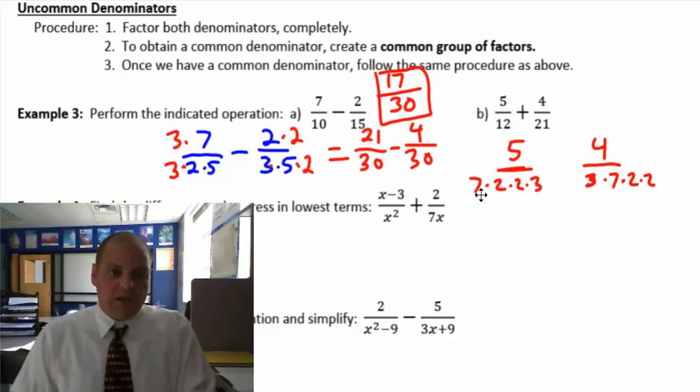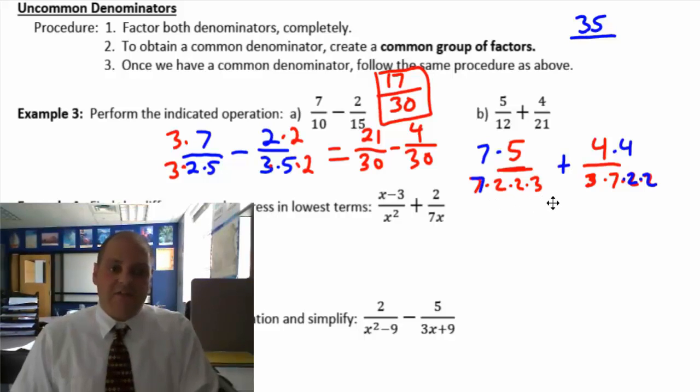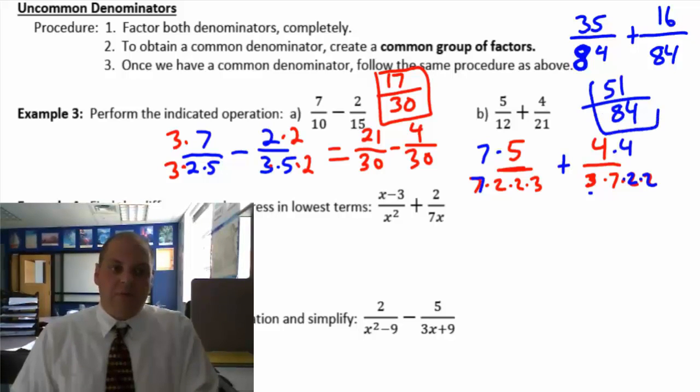Let's change colors here. What did we actually put in? We actually put a 7 here, so we have to go times 7 on top. Here, we put a times 2 and a times 2, so that's times 4 basically. All right, so now we're adding. So this is going to be 35 over, well, let's see. 2 times 2 is 4, times 7 is 28, times 3 is 84, and then 16 over 84. 21 times 4, 84. So 35 plus 16 is 51 over 84. So that would be our fraction.